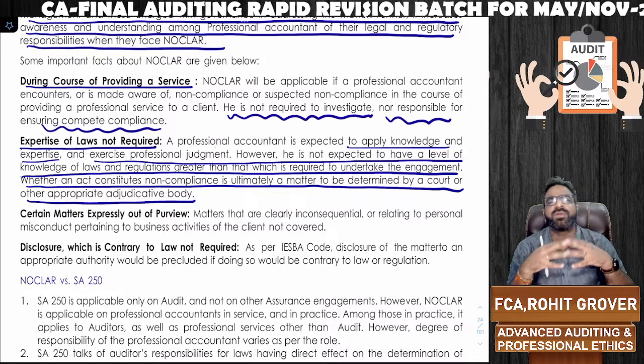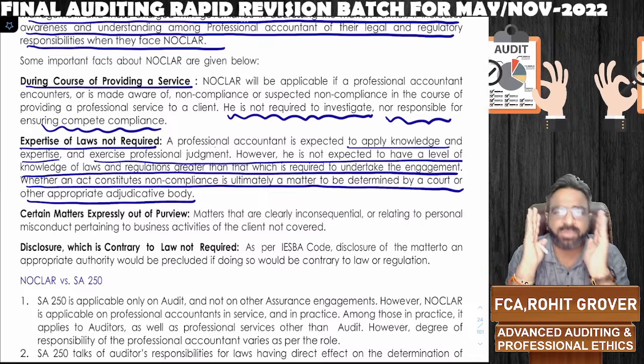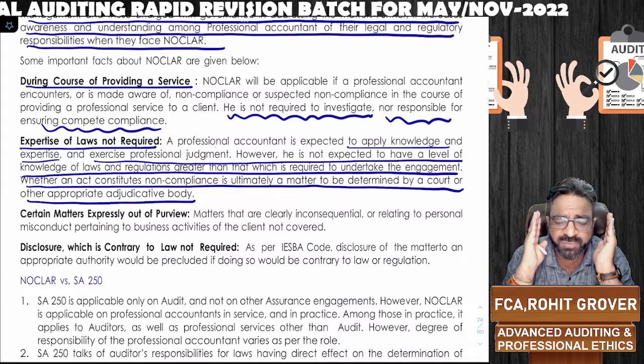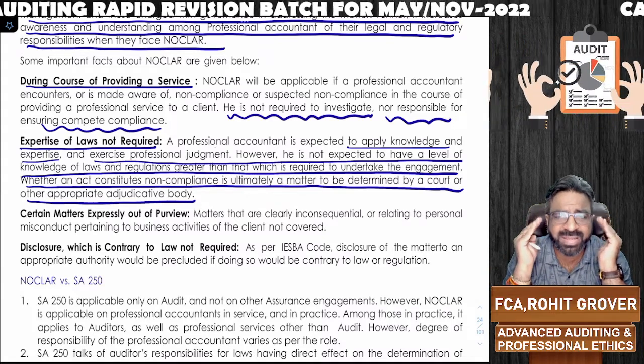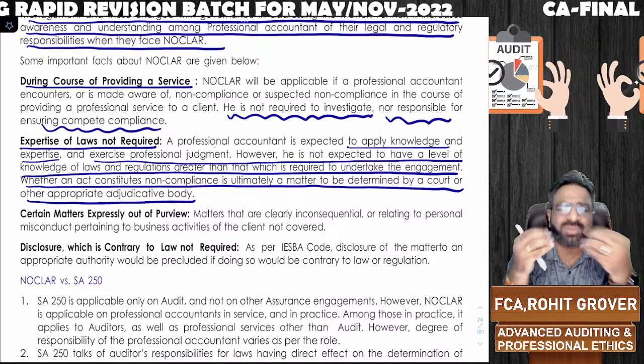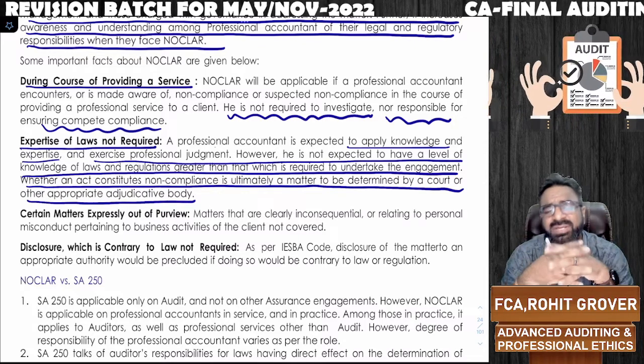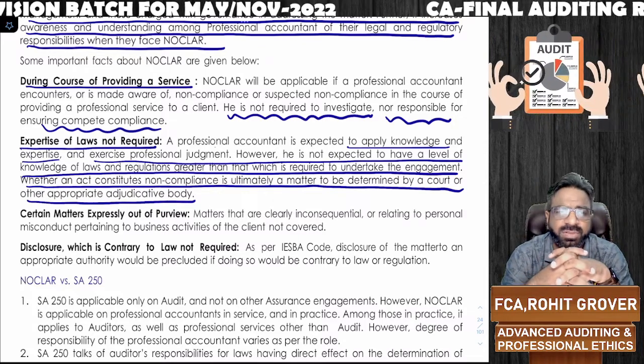What kind of NOCLAR are you not expected to report? Personal NOCLARs are not required to be reported. And those kinds of NOCLARs which do not have any consequence, which are clearly non-consequential in nature and clearly personal in nature, you are not expected to report on those.